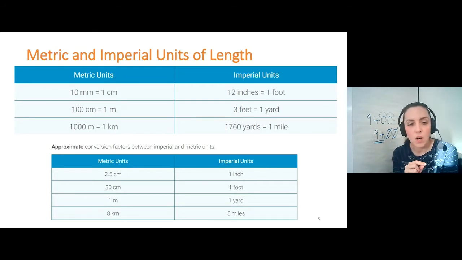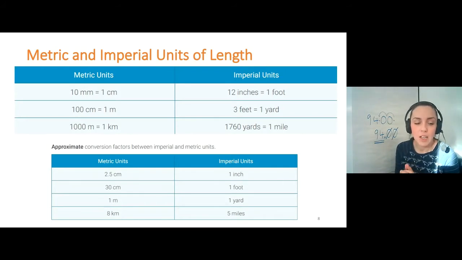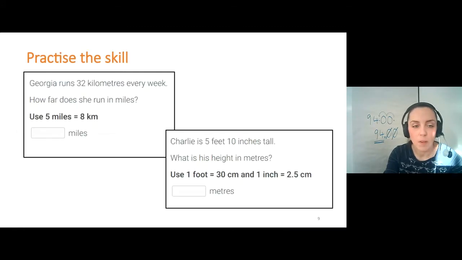So you can see at the bottom, we've got approximate conversion factors between imperial and metric units. In metric units, 2.5 centimeters is about an inch. It's not equal, you can check a ruler, it's not exact. 30 centimeters is about a foot, a meter is about a yard, and 8 kilometers is about 5 miles. But as I said, if you're given any imperial units to work on, it will give you that conversion there. So it will say if 12 inches equals 1 foot, then how many inches is 10 feet, for example.